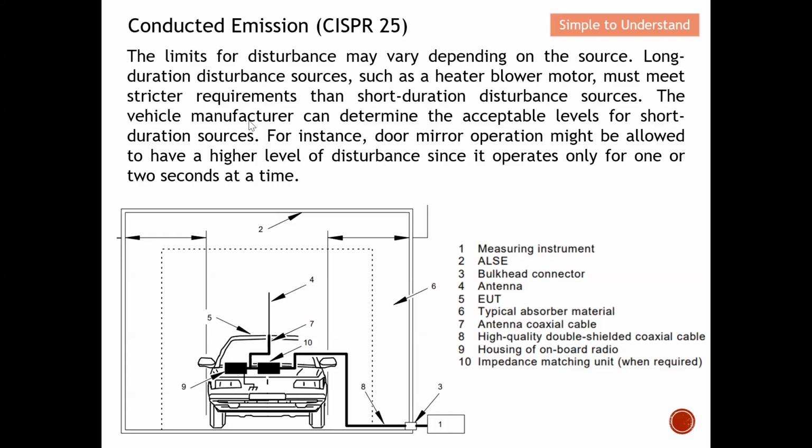The vehicle manufacturer can determine the acceptable level for a short duration source, for example door mirror operation. For example, we want to tilt the door mirror up or down. This is only used for a very short time, so hence you don't need to be very stringent on this. It might be allowed to have a higher level of disturbance, since it only operates for 1 or 2 seconds at a time.